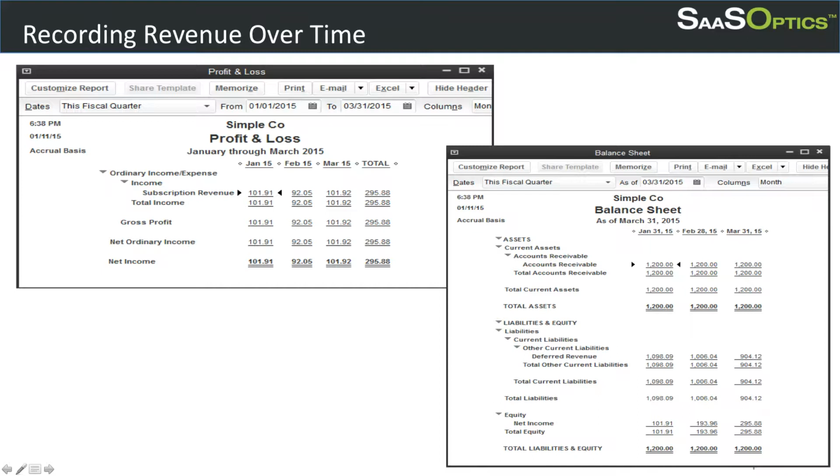And then in March, we take out another 101, and we reduce the balance of our deferred revenue in our balance sheet. So between January, February, and March, we extract a total of $295.88 from our deferred revenue. We do it month by month, and as we draw that down, we record our revenue here, and we reduce the balance of the $1,200 that was initially put in the deferred revenue. Okay, so that is the concept.